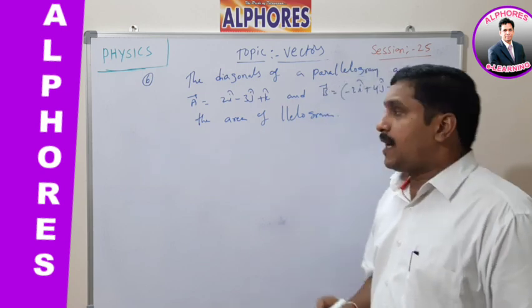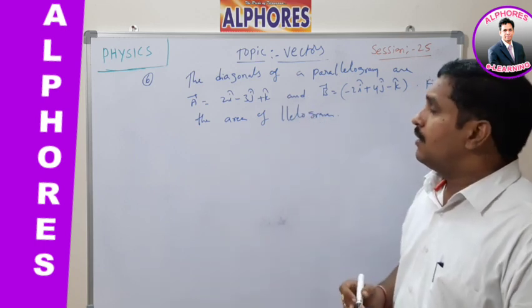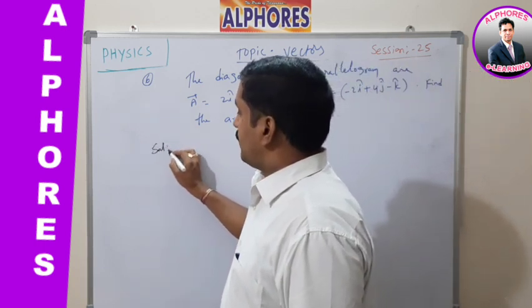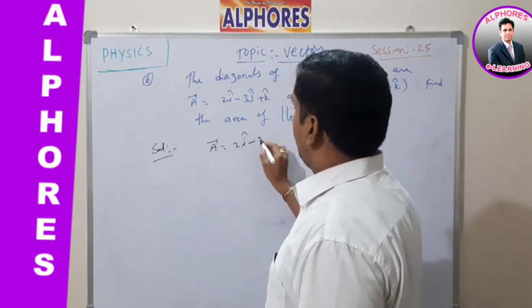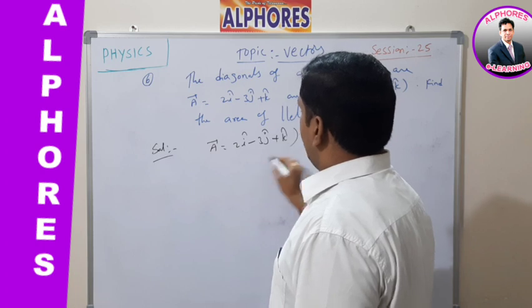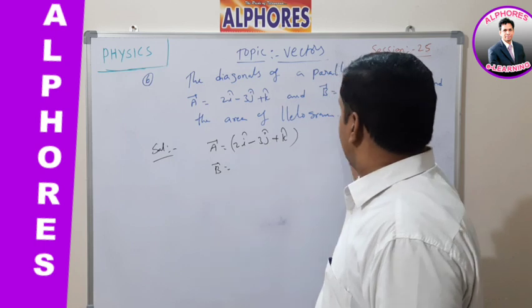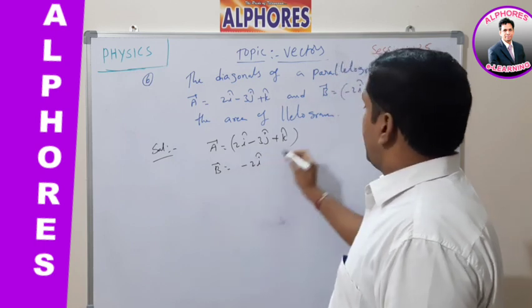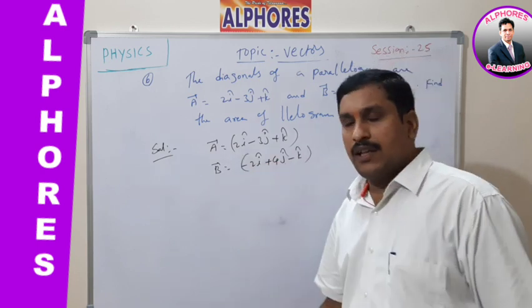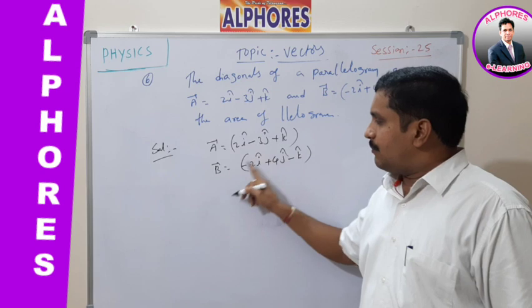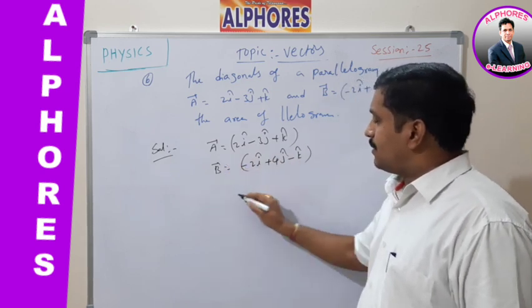So in this problem, I am giving the two diagonals of a parallelogram, not adjacent sides. Listen carefully, I have to write these vectors first. One diagonal of the given parallelogram is a bar equal to 2i cap minus 3j cap plus k cap, and b bar is equal to minus 2i cap plus 4j cap minus k cap. This is the first diagonal, this is the second diagonal. Now, what is the area of the parallelogram?